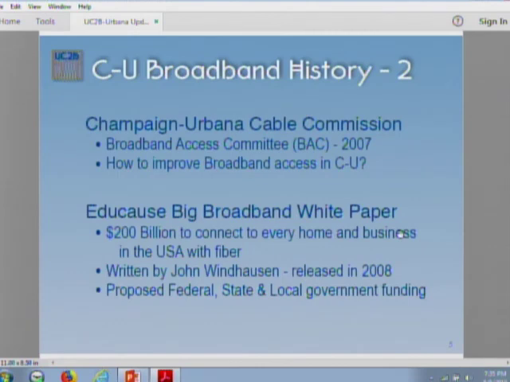Around that same time, EDUCAUSE, which is kind of a consortium of major research institutions, had a white paper, and they basically said, hey, it'll take $200 billion to do it, but we ought to wire up every home and business in the country and just call it done. At the time, they thought it should be paid for by the federal government, state governments, and local governments doing a three-way split of that $200 billion.